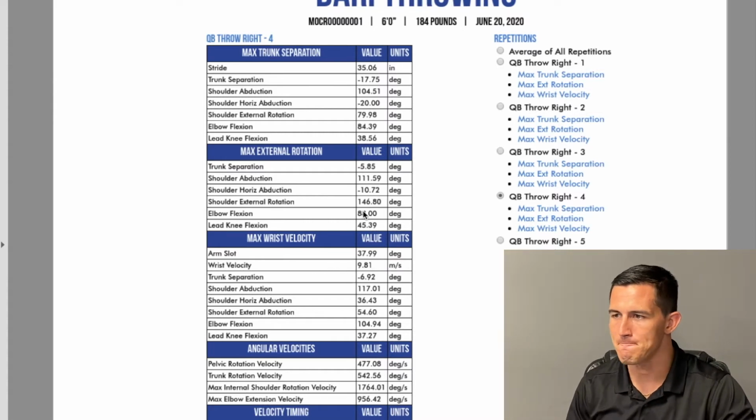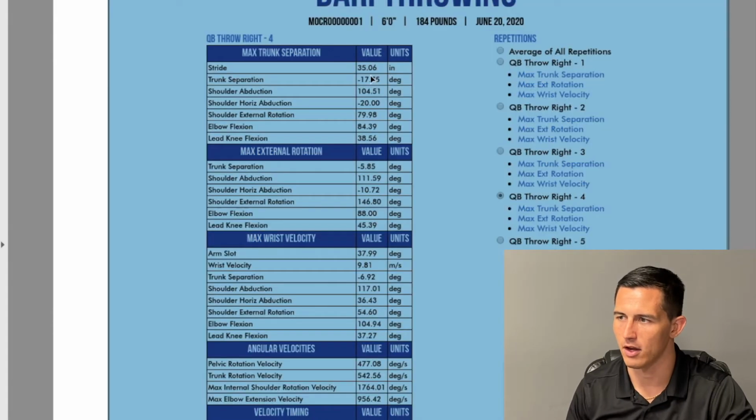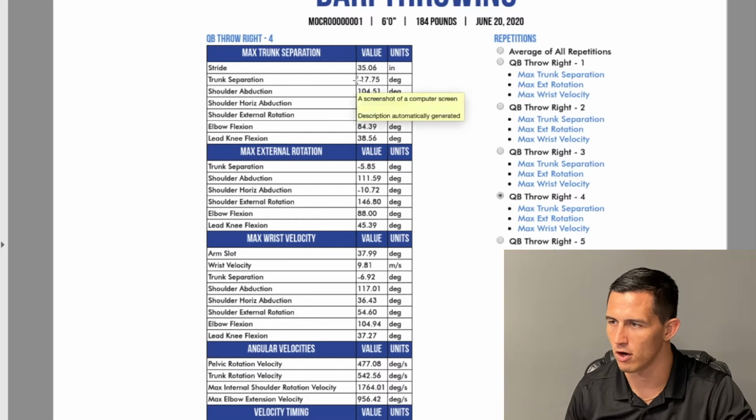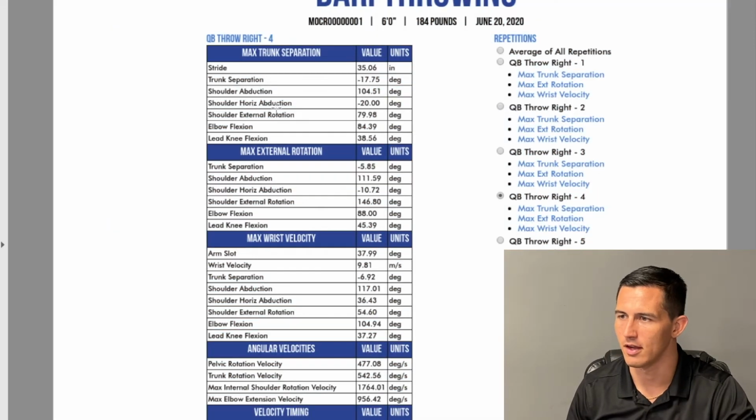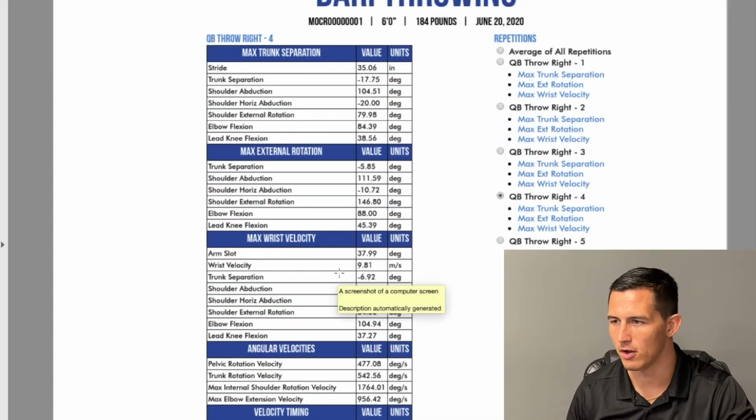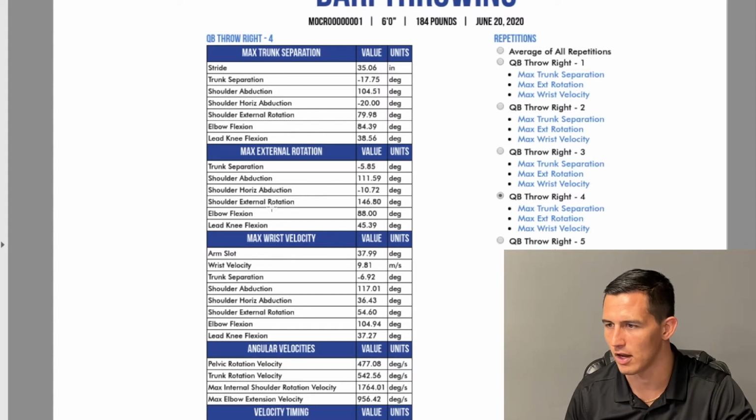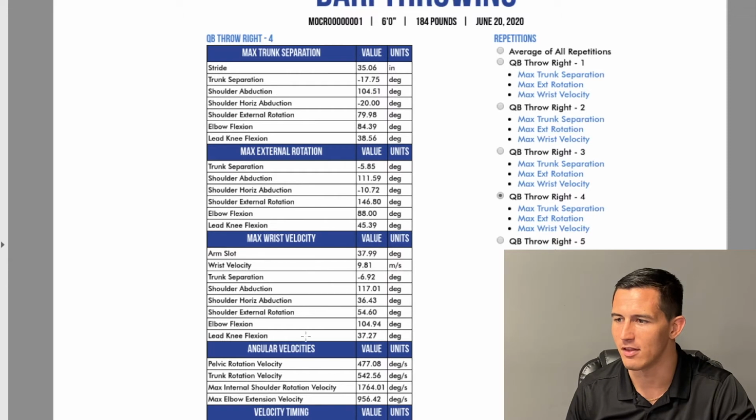So a big thing that you get to look at here is things like the stride length, the overall trunk separation, and your ability to create external rotation in the shoulder, what degrees you're able to get to. You can see the angular velocities. We've got a lot of great information about the pelvic rotation velocity, the trunk rotation velocity, the internal rotation velocity, and the elbow extension velocity. We get to see the timing of when that all happened too.